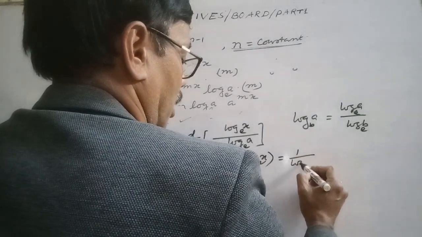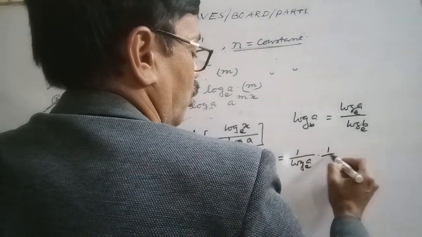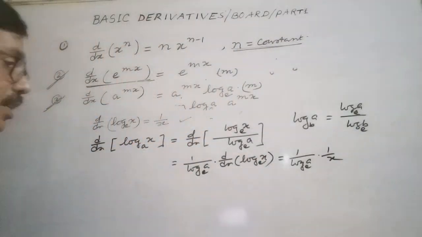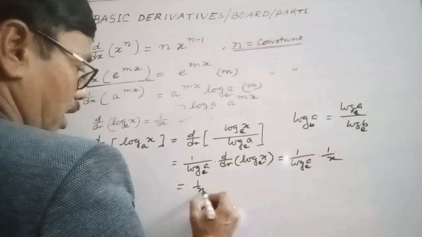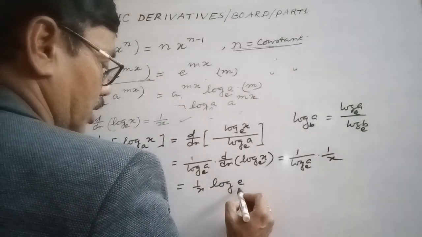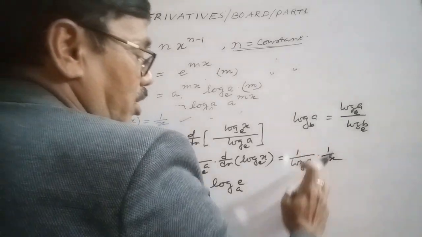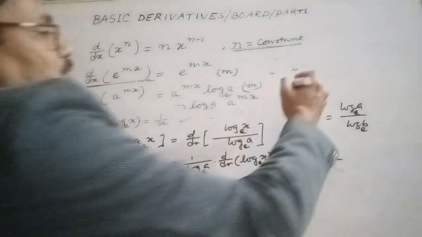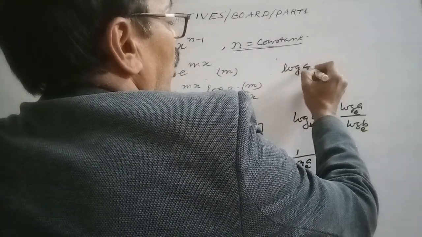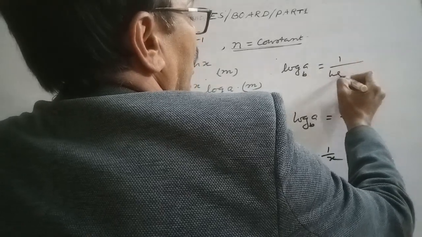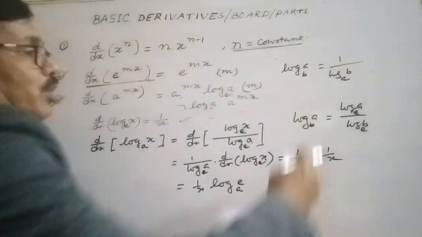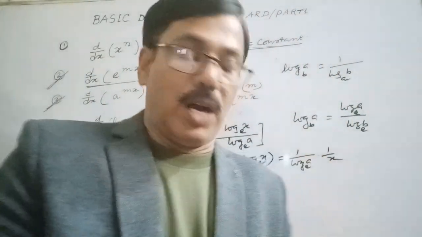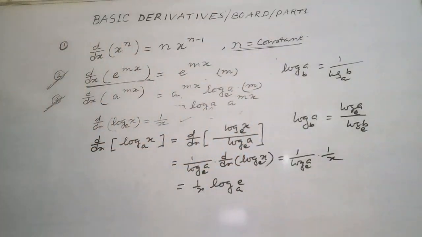So 1 by log a base e into 1 by x, or you can write it as 1 by x into log e base a. By the property of log, log a base b is 1 by log b base a. So if it is at the numerator, the base will be changed. So you remember it. This is to be noted.